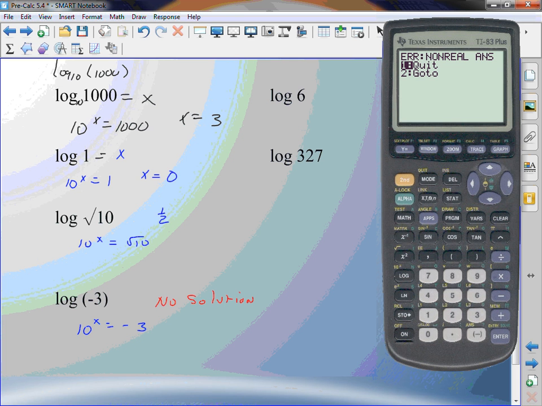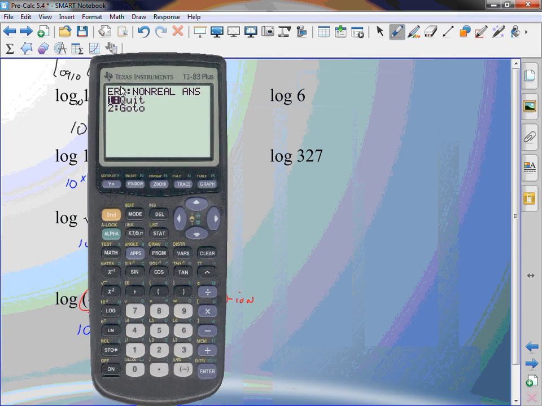There's no solution. You can't take the log of a negative number. Right, that's sort of like what you're doing. You can't have a positive base get me a negative number. This one over here means 10 to the what is 6. Will a whole number get me 6? No, because 10 to the first gets me 10.